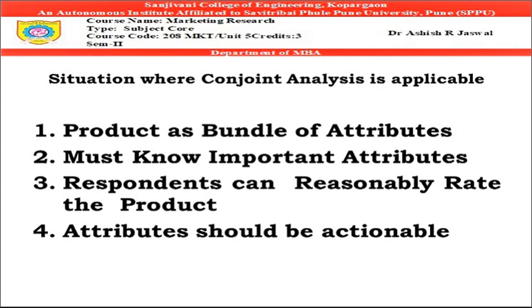Second, the researcher must know what the important attributes are. In short, the researcher must be in a position to find out what the salient attributes are in a particular category. Conjoint analysis requires that we either know, or find out by any other method, what attributes are salient in the product category, which is required if you want to carry out conjoint analysis.